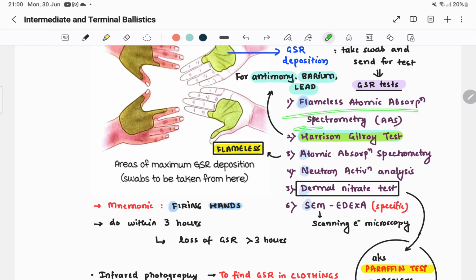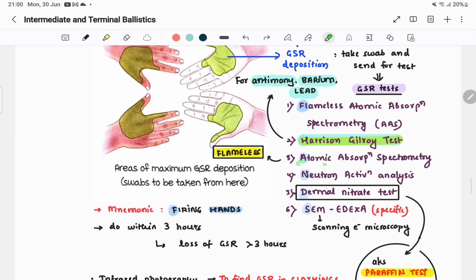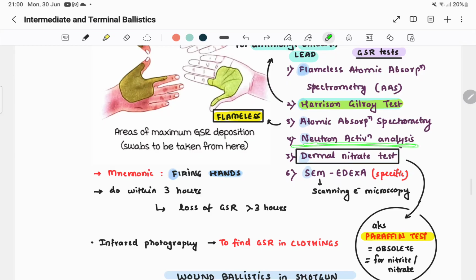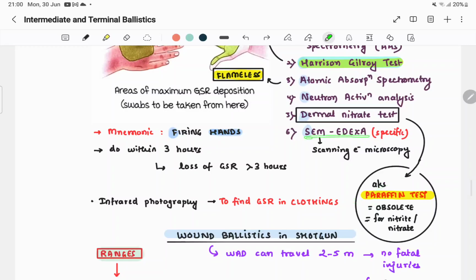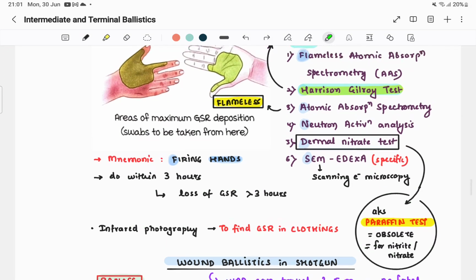Okay, so one is FAST. What is FAST? Flameless atomic absorption spectrometry. Okay, FAST. Then another is the Harrison-Gilroy test, for gunshot residue having antimony, barium, lead. Okay, ABL. Harrison-Gilroy test, atomic absorption spectrometry, neutron activation analysis, dermal nitrate test, which is called the paraffin test, and SEM-EDX. SEM-EDX, I'm not telling the full form, it's very complex. SEM-EDX, scanning electron microscope and EDX, it's a specific test.